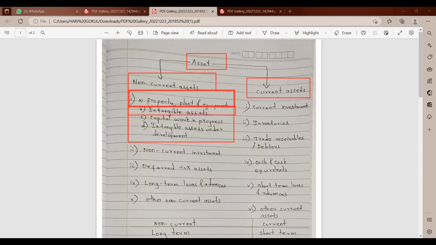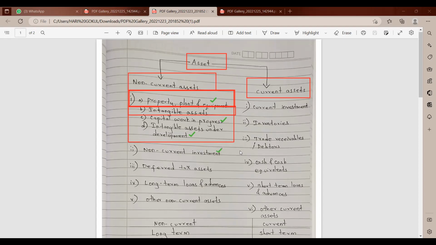If you have plant, property, or equipment in progress, say you are constructing a building, and as on the financial date, 31st March or 31st December, it is under construction and not completed, I can say building in progress, capital work in progress. Then intangible assets under development: if you are making any software, patent, or trademark, it is under development. It comes under the classification of intangible assets under development.